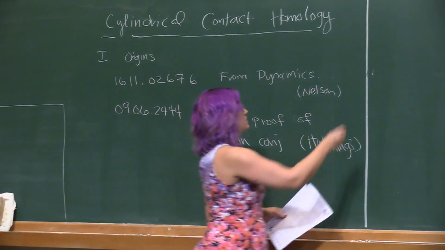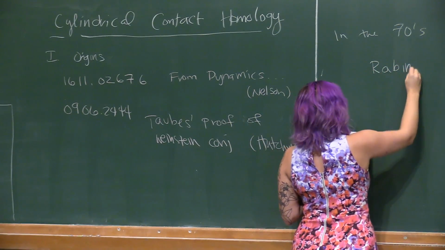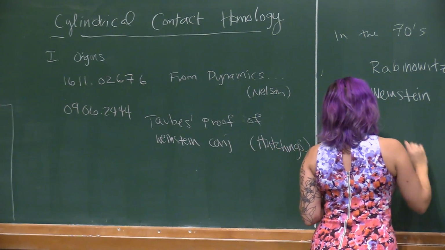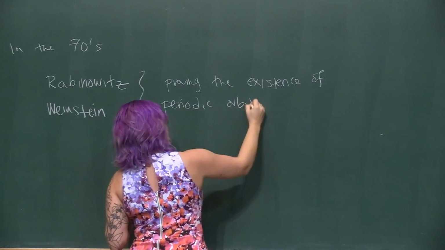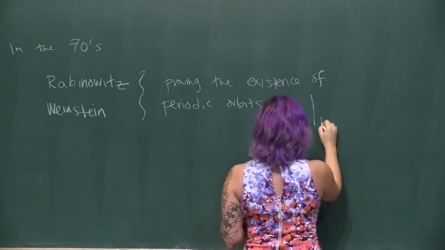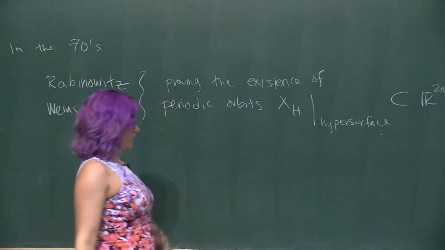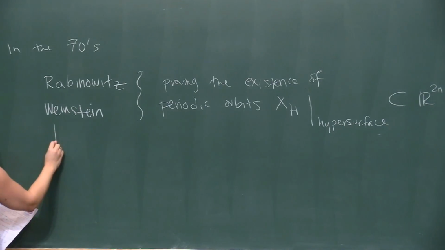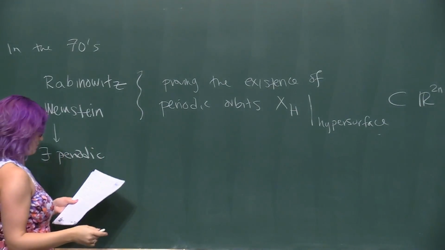So in the 70s, the main players in contact geometry were, of course, Arnold, and then Rabinowitz and Alan Weinstein. What they were doing was proving the existence of periodic orbits of the Hamiltonian vector field restricted to a hypersurface, typically inside of R2n. They were trying to figure out what sort of hypersurfaces you could restrict your Hamiltonian vector field to and still get periodic orbits on them. And Weinstein proved that this is true on convex compact hypersurfaces.